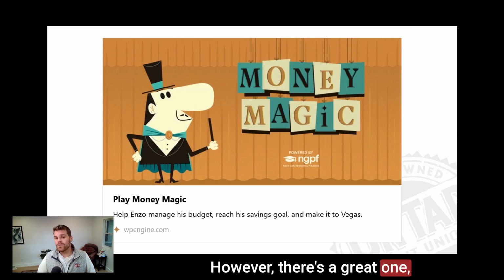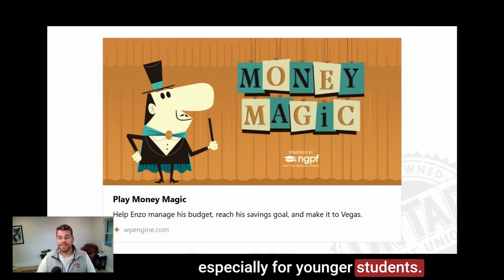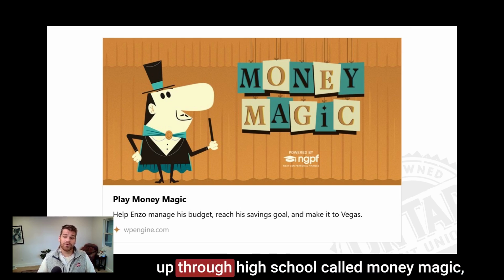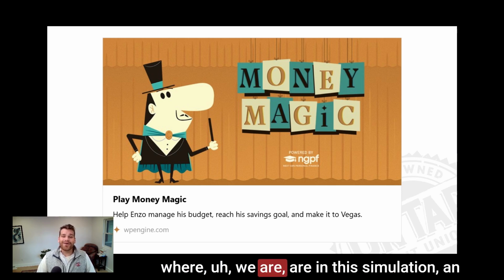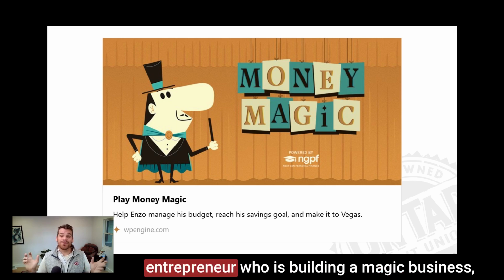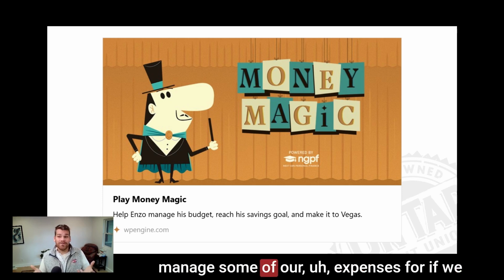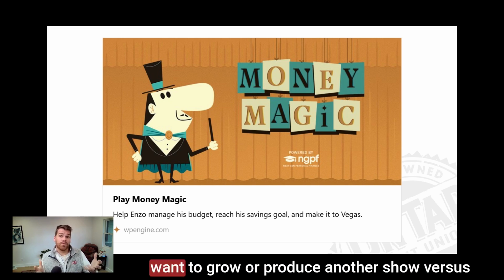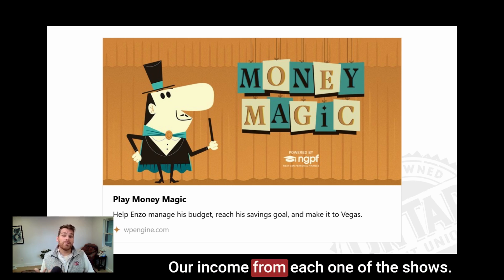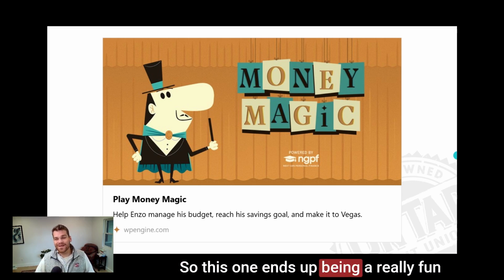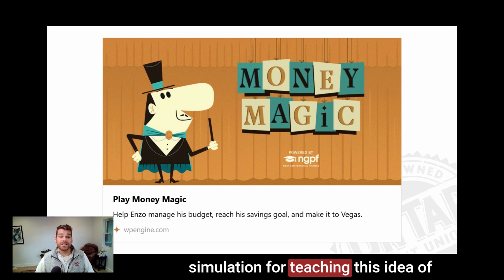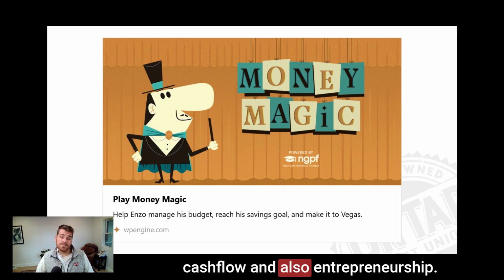However, there's a great one, especially for younger students. Actually, this one really scales all the way up through high school, called Money Magic, where in this simulation we are an entrepreneur who is building a magic business, a traveling magic business. And we have to manage some of our expenses for if we want to grow or produce another show versus our income from each one of the shows. So this one ends up being a really fun simulation for teaching this idea of cash flow and also entrepreneurship in some senses.